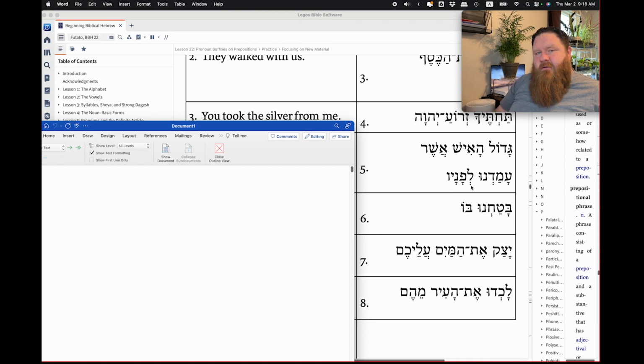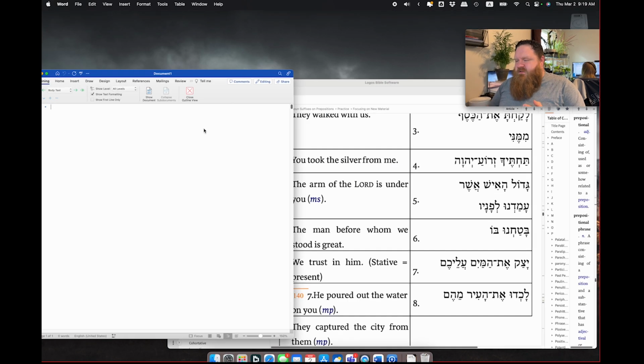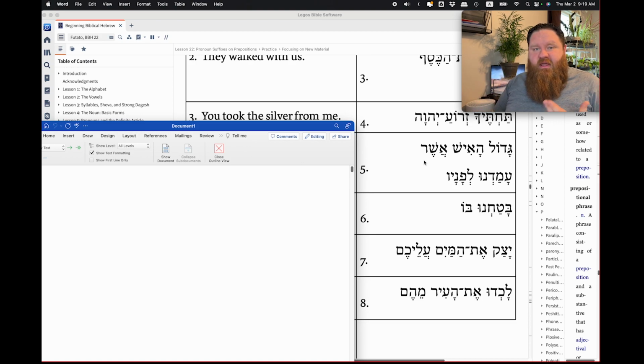Now, I know that this says before him. This is called a resumptive object or a resumptive pronoun in Hebrew. And a lot of times you will have a preposition with a pronoun on it that, in English, comes off as superfluous. It comes off as unnecessary. We don't need it here. But Hebrew will often just reiterate that pronoun. It's kind of like how in English you're not supposed to end a sentence with a preposition. Well, in Hebrew here, this would end with a preposition. So they put the object on there.